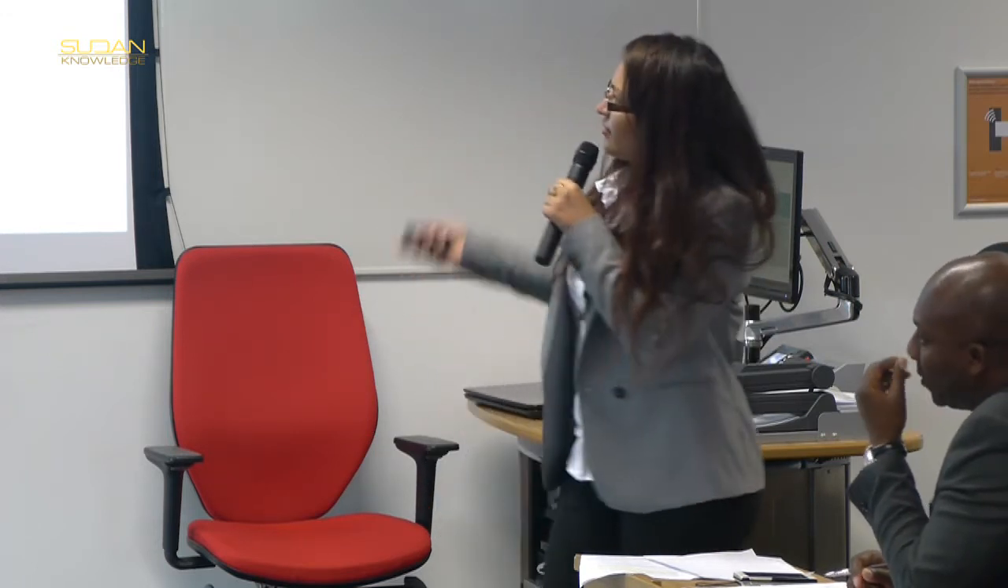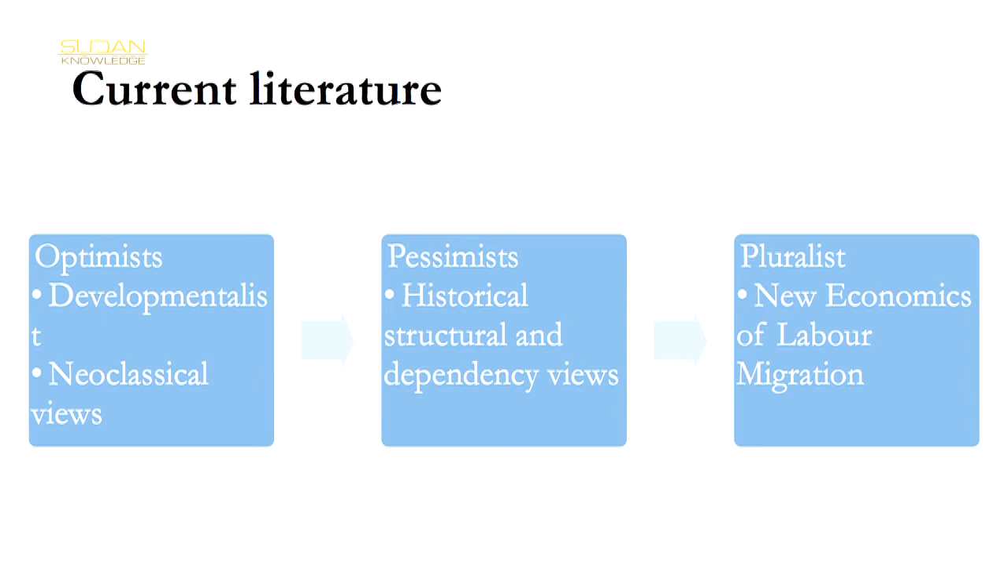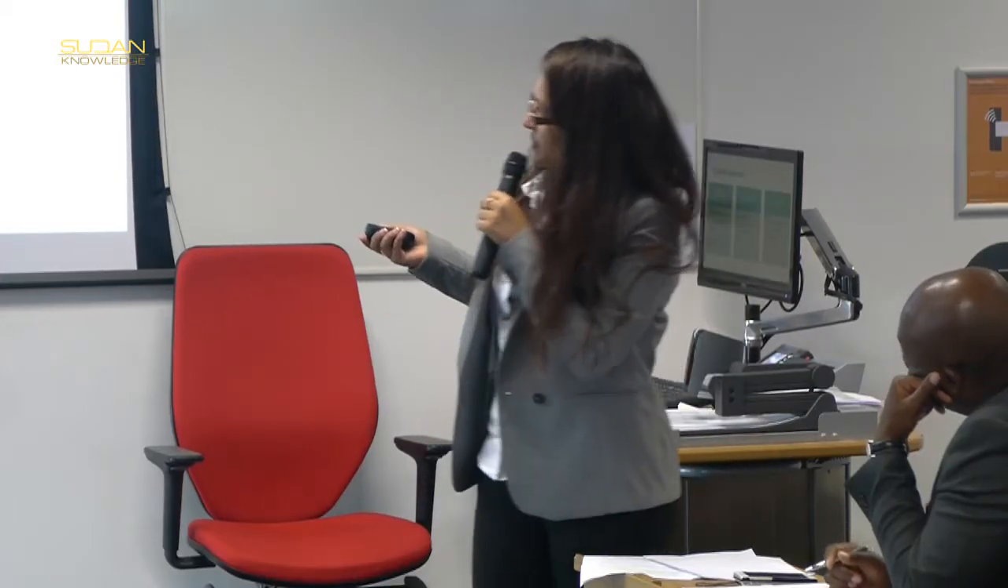I'm more of a believer in the new economics of labor migration, which views remittances as the main motive for migration, and also sees remittances as a form of income insurance. So people decide to migrate to protect themselves against any income shocks. Which makes sense. They view remittances and migration as a decision to diversify your income earnings.